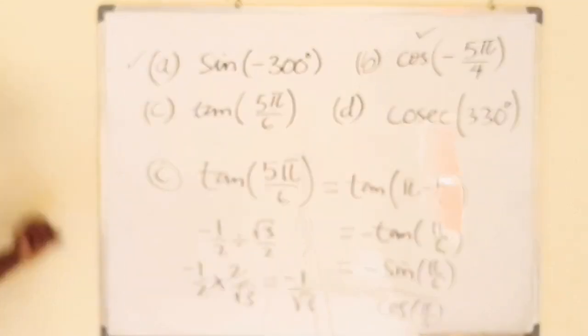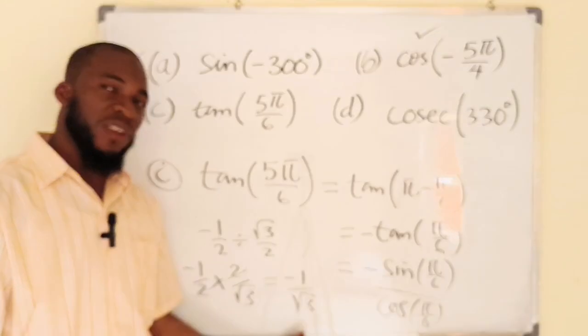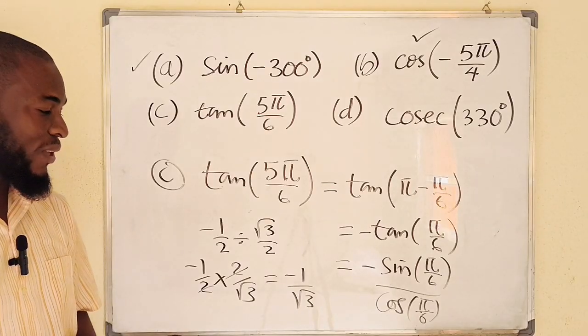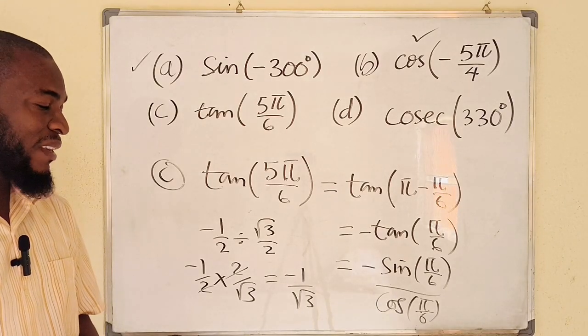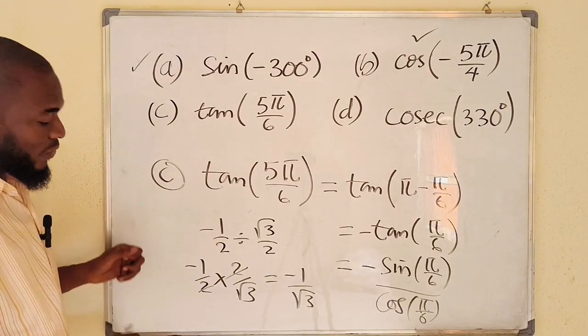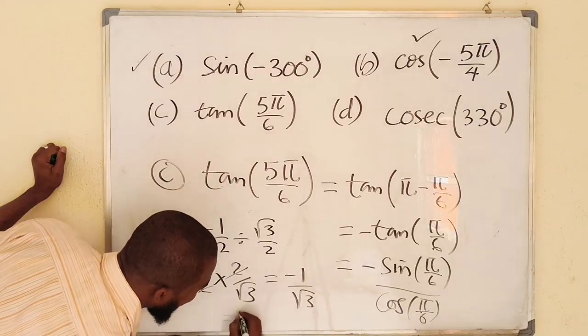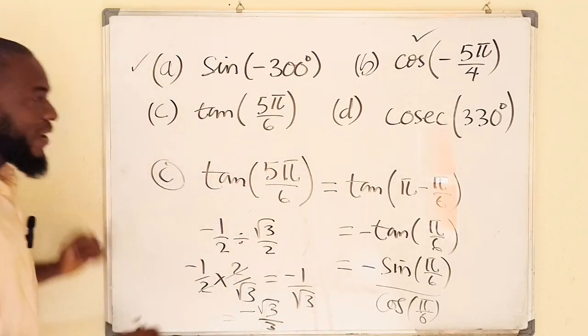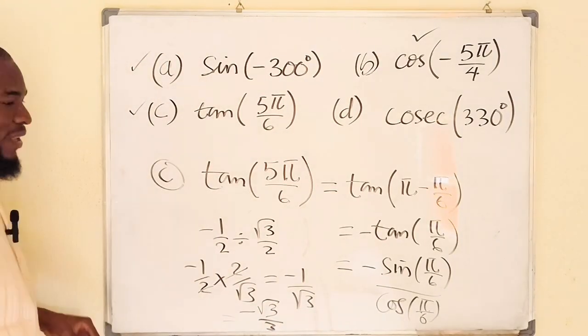This is our final answer, but if you like, you can rationalize it. By multiplying the top and the bottom by square root of 3, it will be negative root 3 over 3, right? So it is equal to negative root 3 divided by 3. Our final answer. We are done with this one.